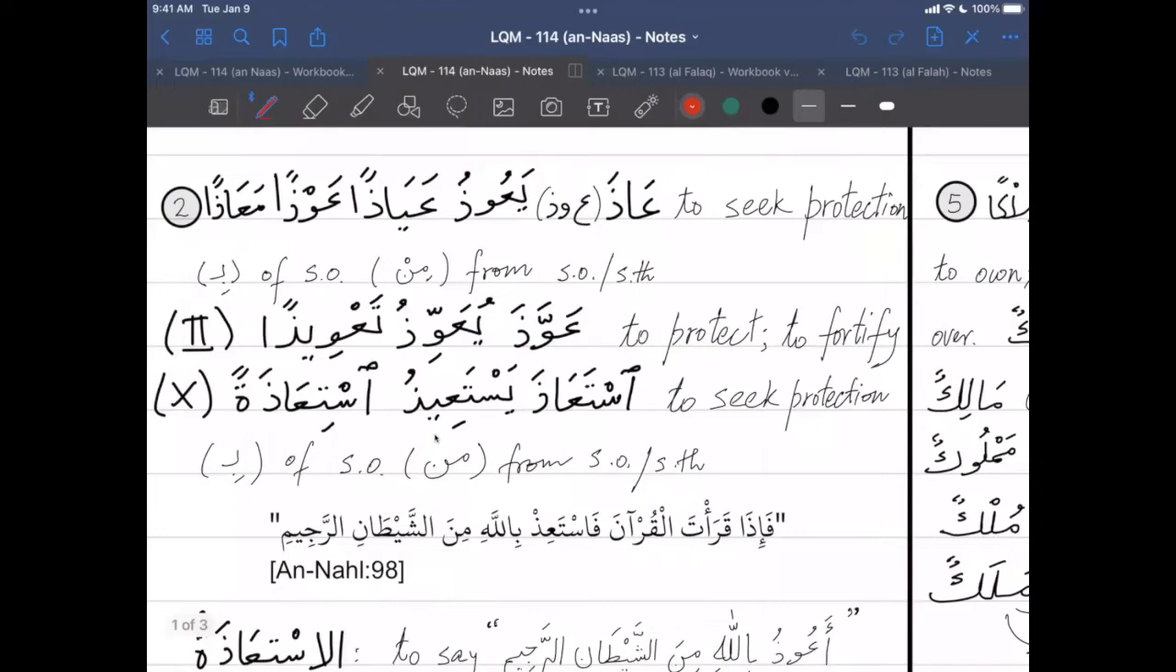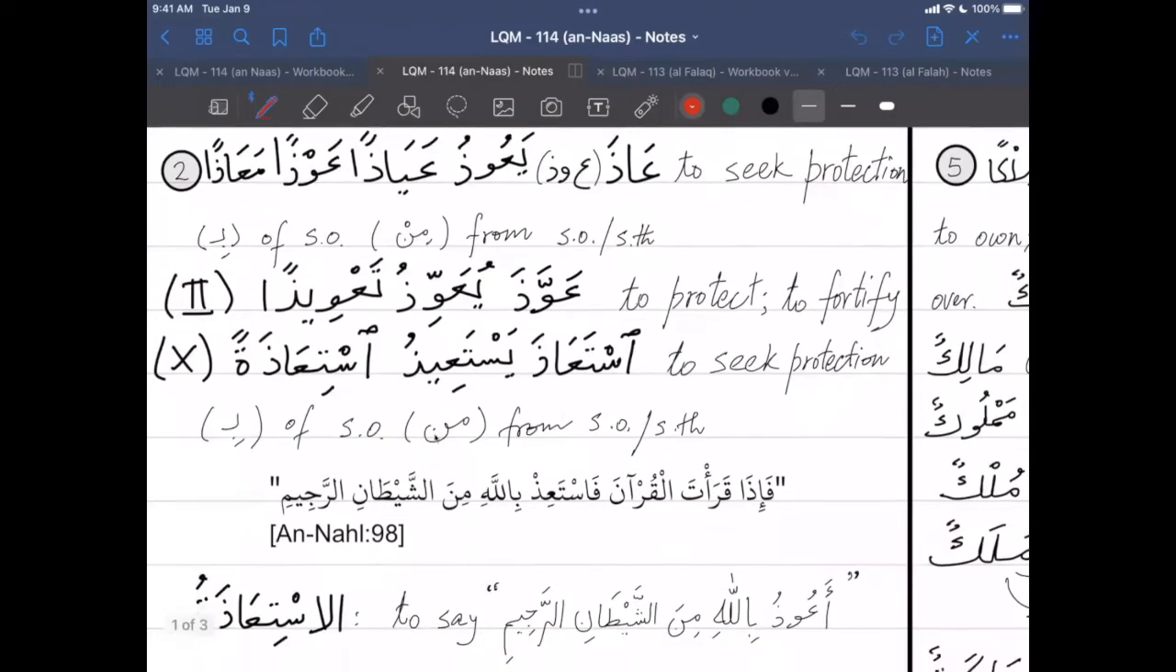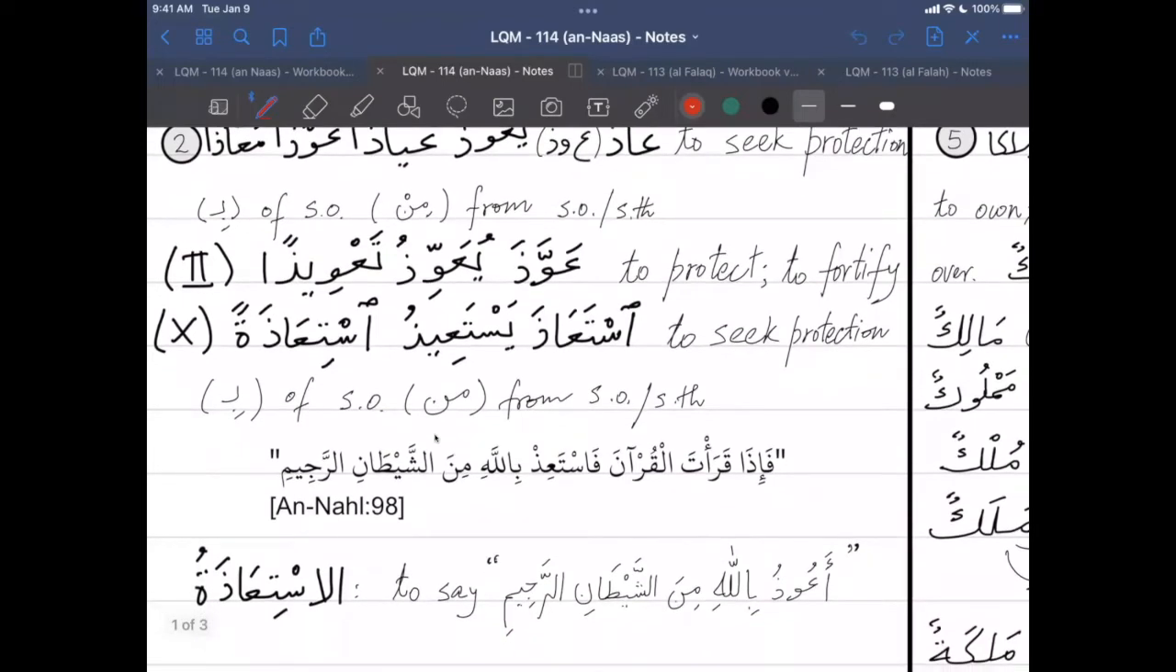So awwada yu'awwizu ta'weedan. Okay. So this is a form 2, bab taf'il, has a meaning of to protect, to fortify. The word ta'weez is used quite regularly in Urdu as well, so it should help us connect. And then the form 10 is ista'adha yasta'izu isti'azatan. Very similar meaning to the Sulasi Mujarrad, to seek protection of someone from someone or something.